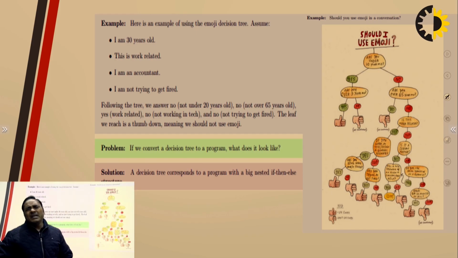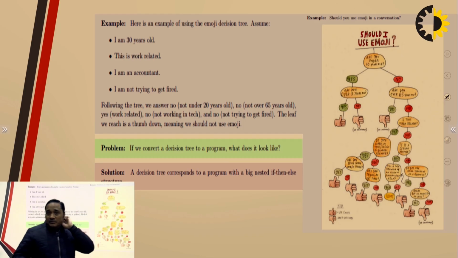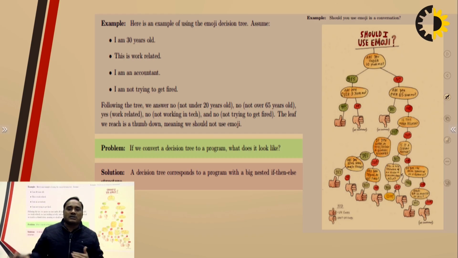So, it works on if-then. You can say nested if-then. If yes, then yes. If some is true, then some is false. There are two situations, maybe one is true and one is false. And on the basis of that, we are moving to the next level of the tree, the next part of the tree.